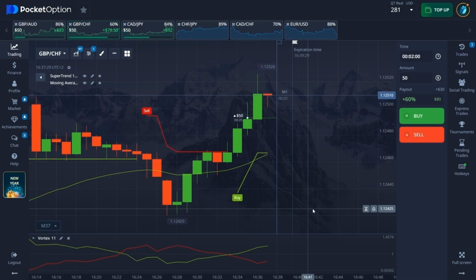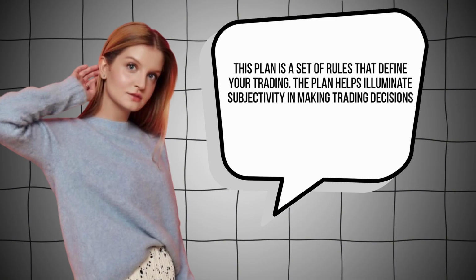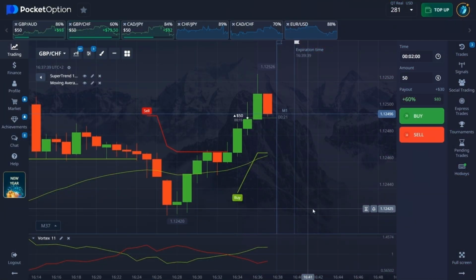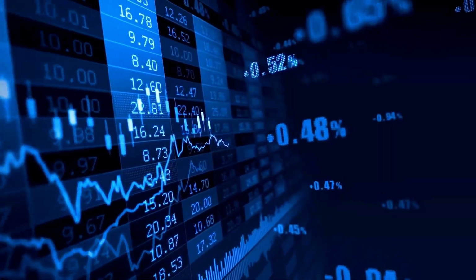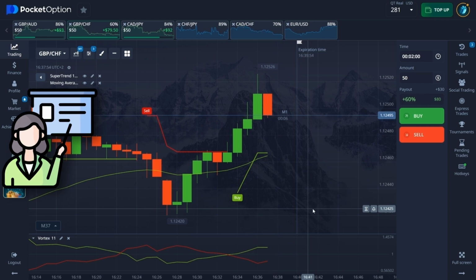Let's now move on to trading plans. This plan is a set of rules that define your trading. The plan helps eliminate subjectivity in making trading decisions. After you have written this plan, it's time to test it in real trading. You can do this on a demo account or with a small deposit account. I would honestly recommend trading with microlots on a real account to understand how your psychology affects your trading.